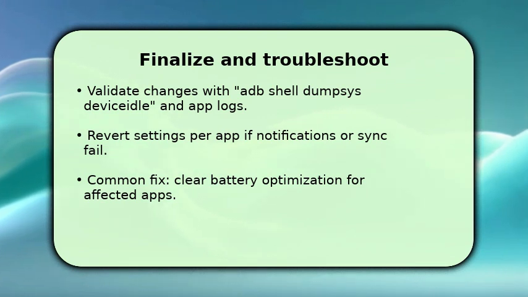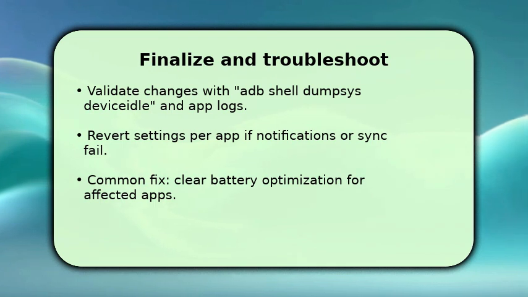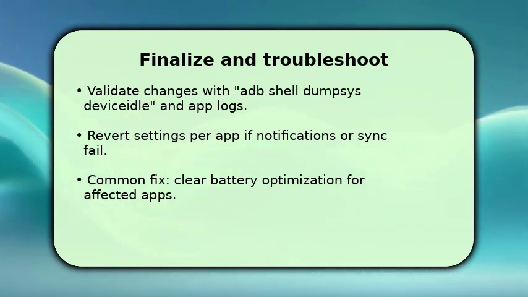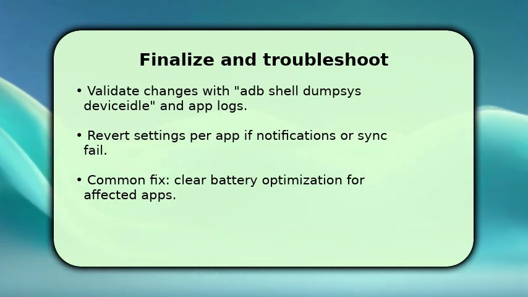If an app misses notifications or syncs, revert it to a less restrictive bucket or clear battery optimizations for that app. Also make sure alarms aren't being deferred. If problems persist, disable aggressive motion sensing temporarily.